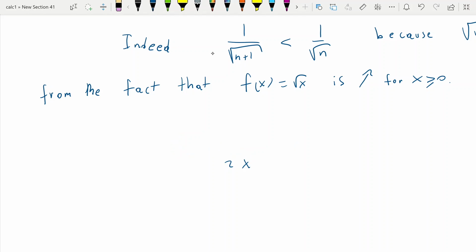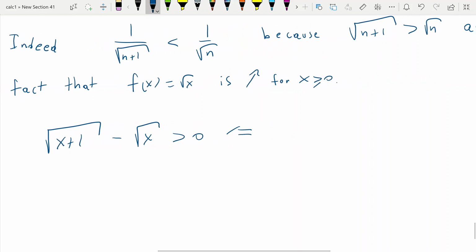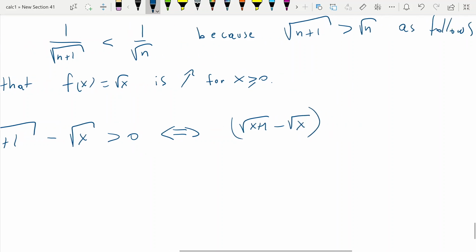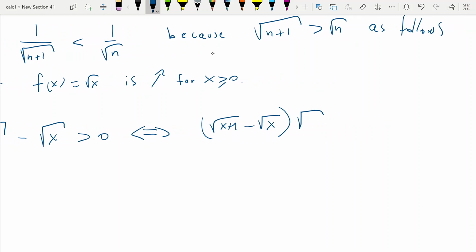However, what we can do is say, and we actually only need this for natural numbers, that the square root of x plus 1 minus the square root of x is greater than 0 if and only if the square root of x plus 1 minus the square root of x, times something positive, is greater than or equal to 0. In fact, this is going to be strictly greater.